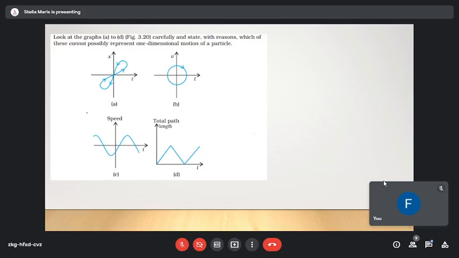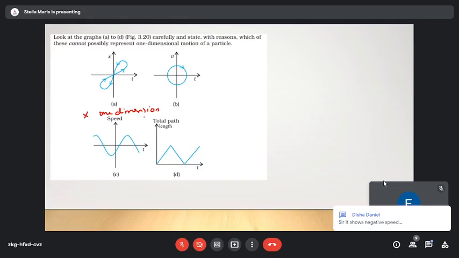So yes, it is not one dimensional motion. Why? It's very simple. Negative, positive and negative direction. Very good. Speed is negative here. Who's that? Jayashree, sir. Okay. Here see, speed. It is positive here, but here it is negative.